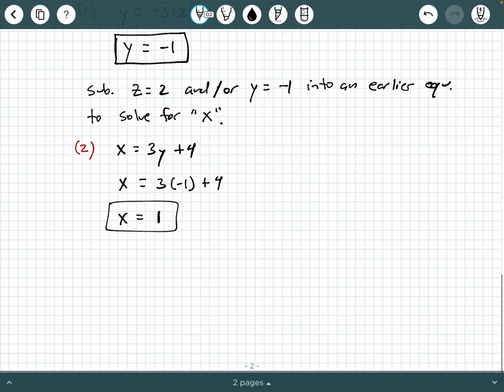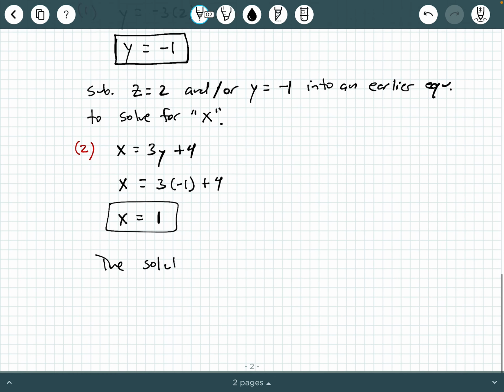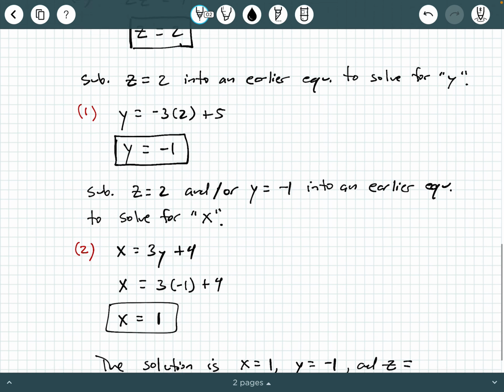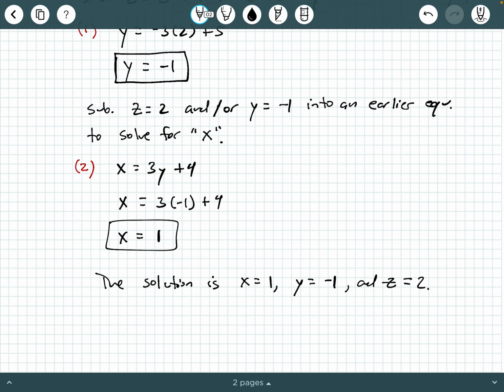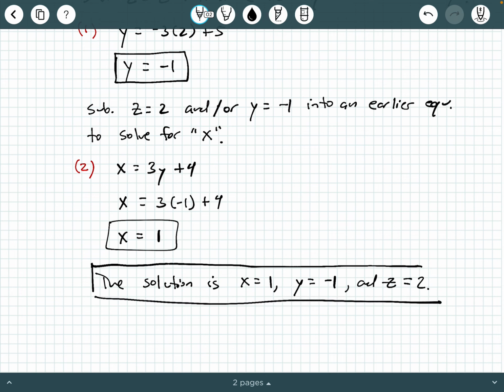And finally, our solution is x equals 1, y equals -1, and z equals 2. You know, you can also express a solution to a system of equations as either an ordered pair or an ordered triple. In this case, since we have 3 equations with 3 unknowns, we could also express the solution as open parentheses 1 comma -1 comma 2 if you'd like. So either way, that's the solution.